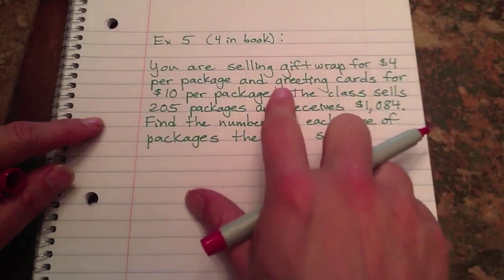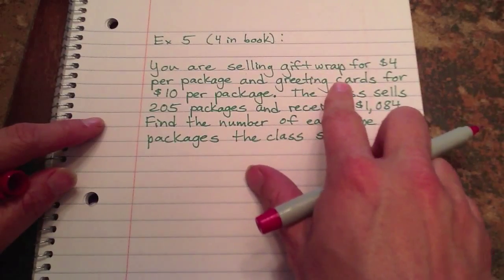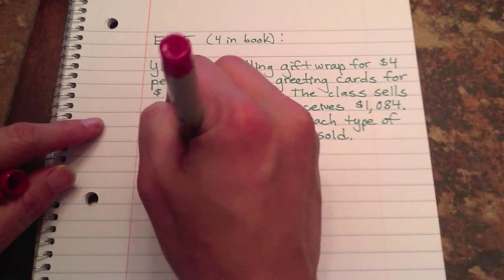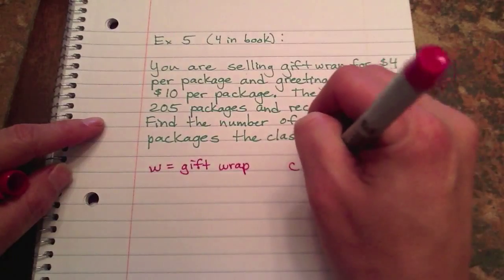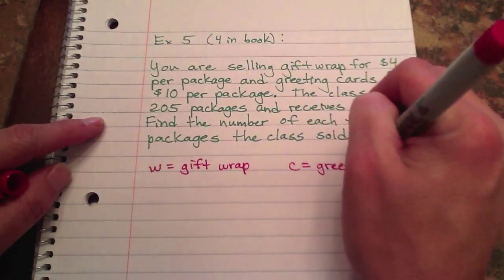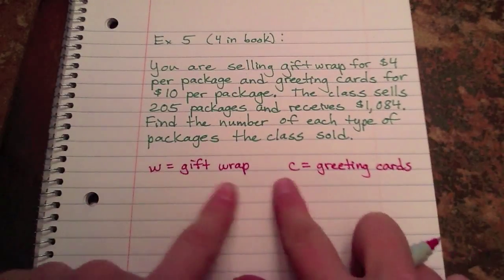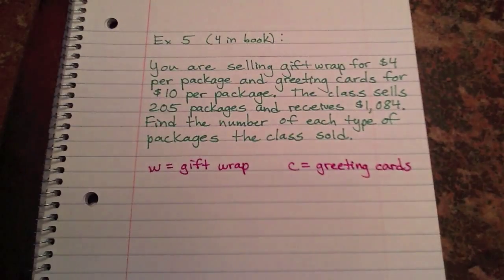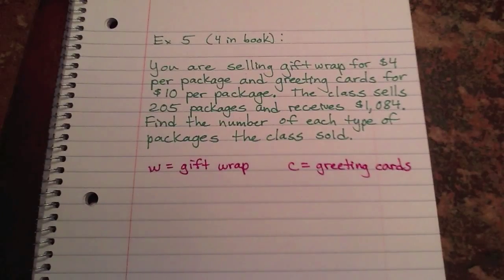I don't like G because it stands for both, so what I might do is W for wrap and C for cards. W equals gift wrap and C equals greeting cards. If you were to use G as one of them, that's fine as long as you wrote them out before like we are, because you can always refer back if you forget which one you used it for. But I always try to find something that's not in the other one, so it's very easy for me to identify which is which later.